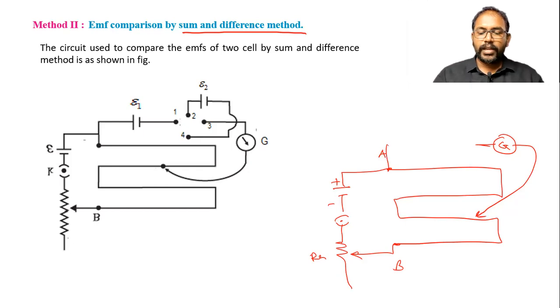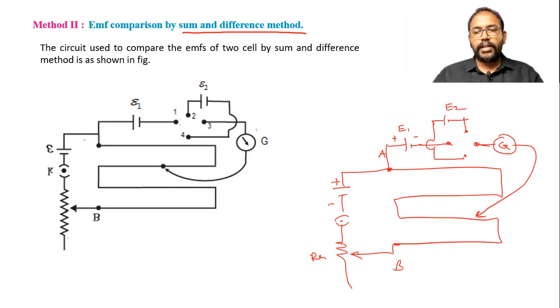Now here between the galvanometer and this point A, everything is different. Here this is E1, plus and minus, and then here we can use a four-way key. A four-way key means a combination of four keys. Now here we can use E2. So this is the experimental arrangement.